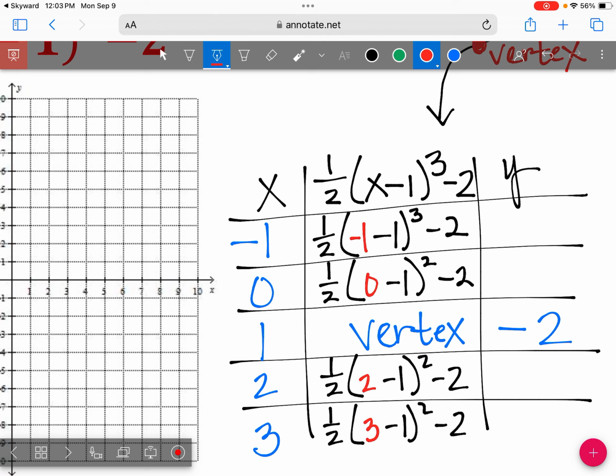Again, none of these numbers are going to match. So I'll give you about 2 minutes to type those in. Anyone need help typing in a cube root? Or not a cube root, but a power of 3.